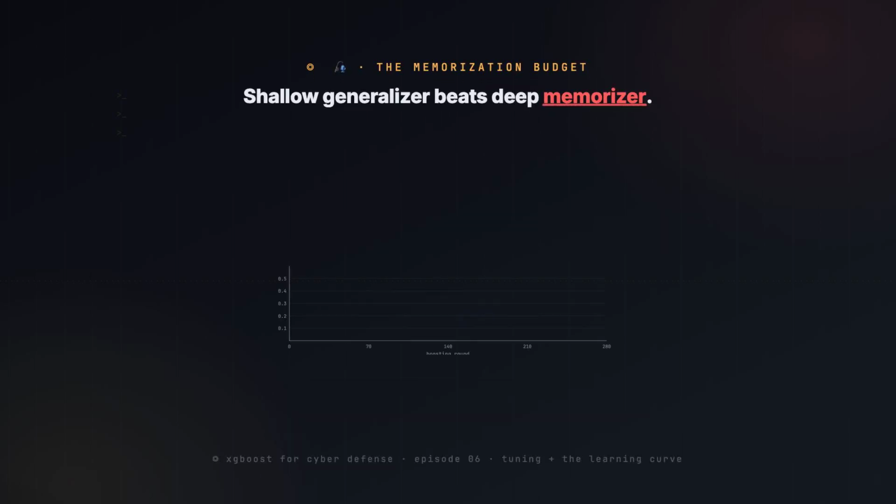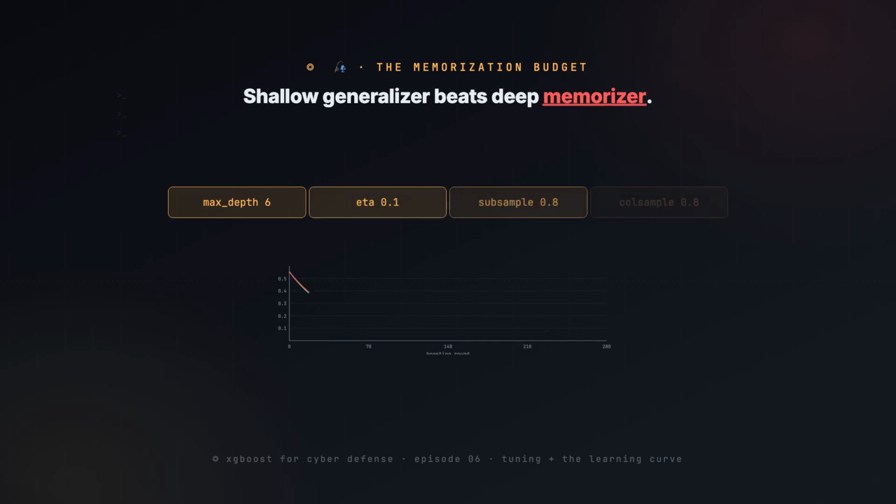Here's the whole lesson in one frame. The four knobs aren't independent dials you maximize one at a time. They're a single budget for how much the model is allowed to memorize. Shallow depth, small ETA, subsampled rows and columns. Each one spends a little capacity on staying general, and the learning curve is the receipt.